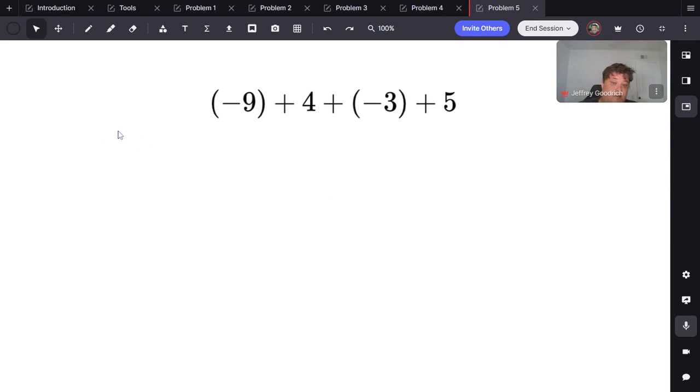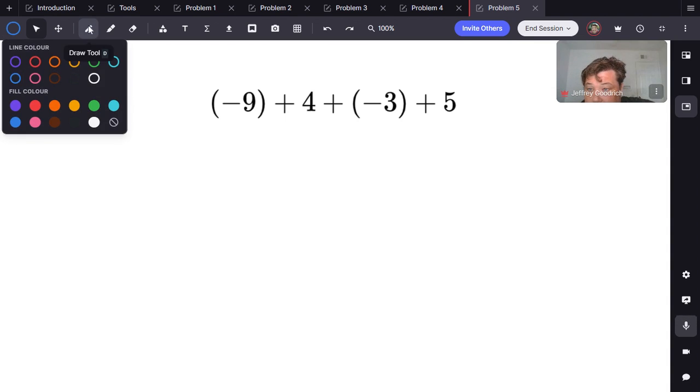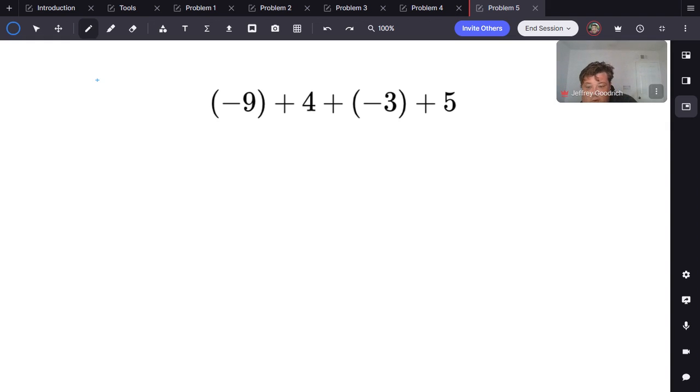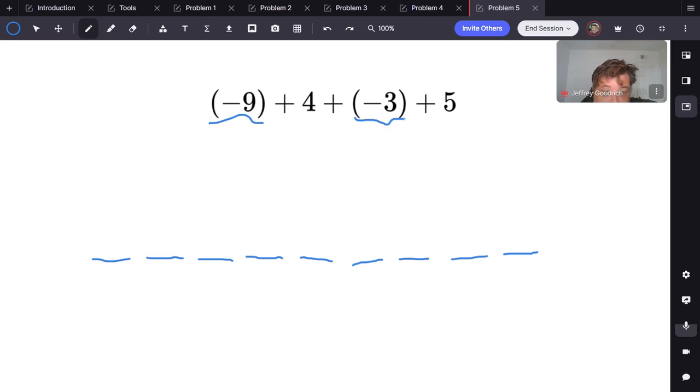And now we've got one more. So now it's got four numbers with it, but same exact approach. First, we look at our negative 9. We've got 1, 2, 3, 4, 5, 6, 7, 8, 9. But not only do we have 9 negatives, but now we have another 3 negatives as well. So now we could just add on to that. Now we got 1, 2, 3 negatives. So we should have 12 total.